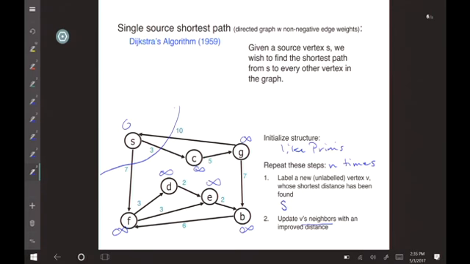Now, I know the shortest distance to S is 0. So what do I know about the shortest distance to C so far? The shortest distance we know of to C is 3, right. That is 0 plus 3 is 3. And we got to C by going this way. We're also going to update F. The shortest distance to F is 7, and we got there by going this way. Any question about that? Yeah, Jeremy?